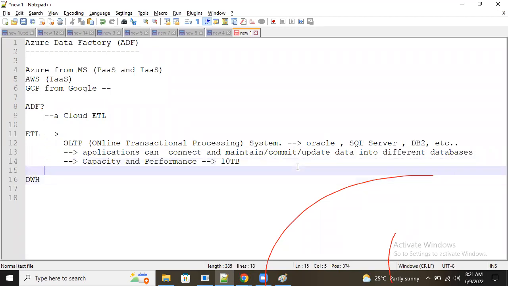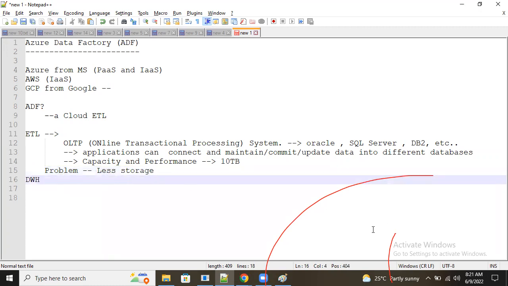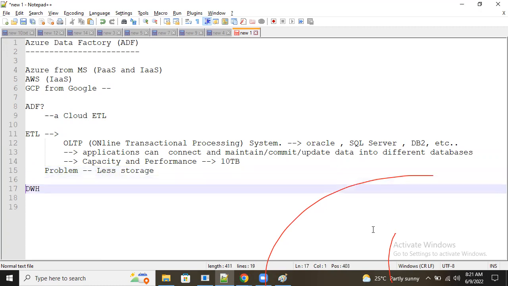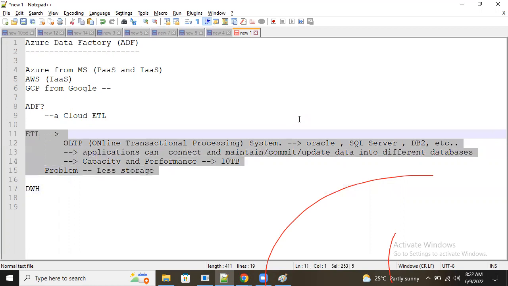What is the problem with the OLTP system? The problem with the OLTP system is less capacity, less storage, up to 10 TB. What is the solution? The solution is a data warehousing system. Any questions on this, guys?